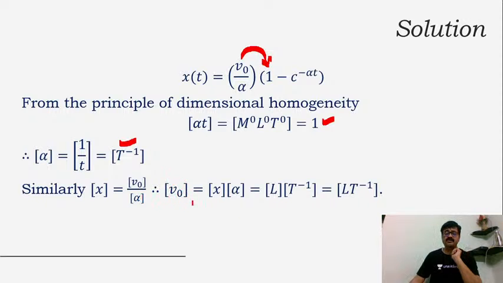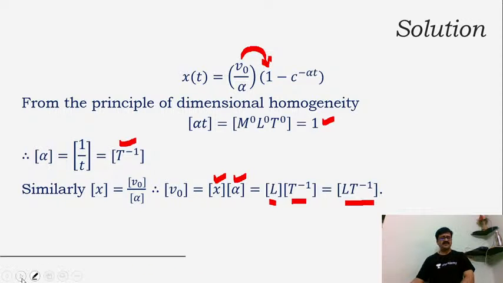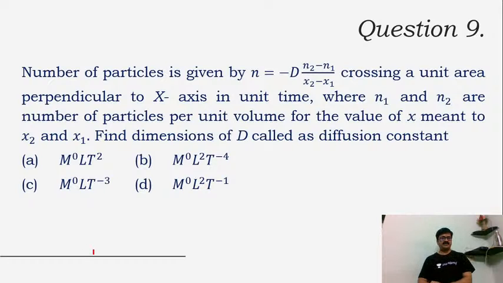So therefore v naught is equal to what? x into alpha. Is it not? So therefore x has dimension of L and alpha has dimension of what? T raised to minus 1. We only have found it. So I'll substitute that. Hence v naught will be equal to what? L T raised to minus 1. Okay. So hence dimension of alpha is T raised to minus 1, and dimension of v naught is L T raised to minus 1. That's it.